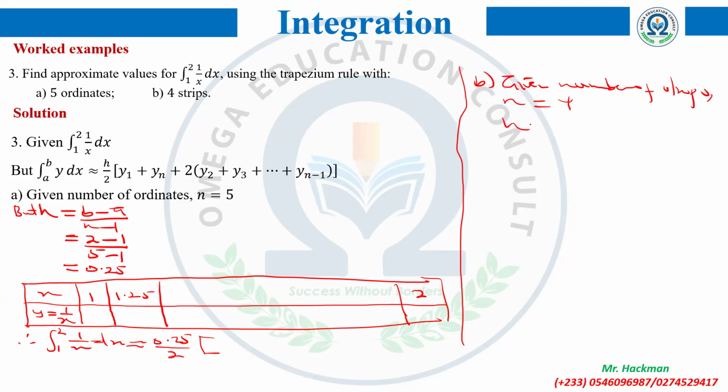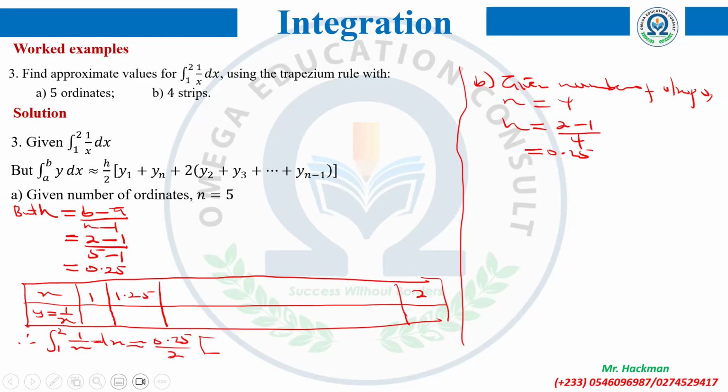So here I know that my h will be equal to b minus a over n. So you can write it, or you can straight away move. So b is 2 minus 1 over 4. Because if you are given your number of strips, it is over n. If you are given your number of ordinates, it is n minus 1 in finding your h. You get it? Which will equally give us 0.25. So it will follow suit from here. It will be the same. So it's the same question put in a different form.